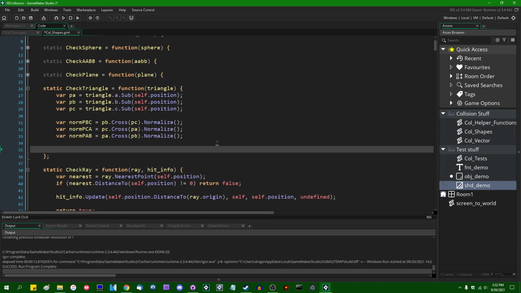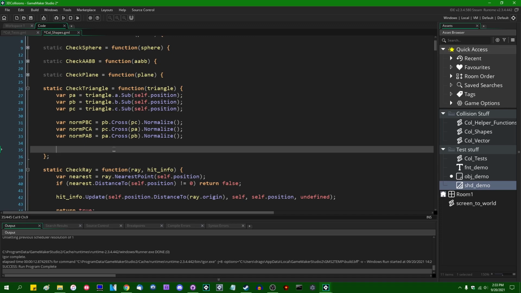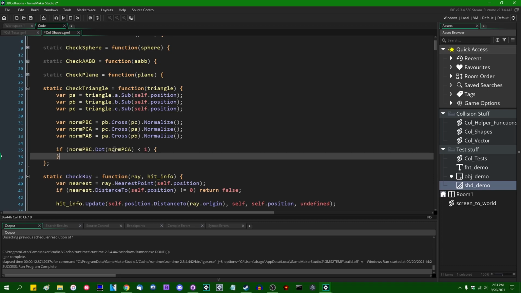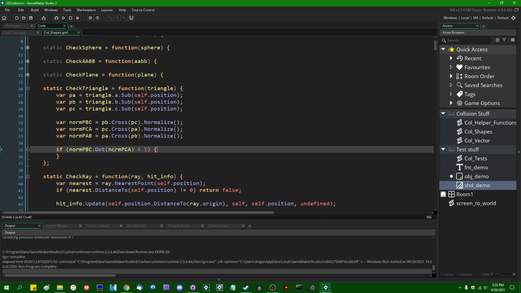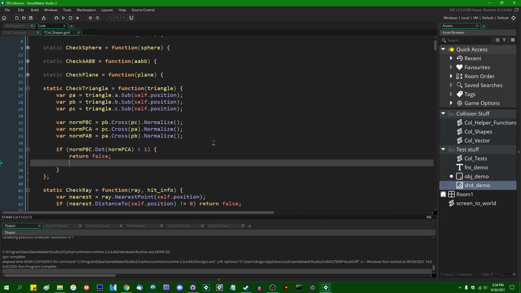So again, if all three of these normal vectors are facing the same way, then we know that the point is on the triangle. We can say if normPBC dot normPCA is less than one, so remember, a dot product of one means that two normalized vectors are pointing in the same direction, then we know those normals, of the BC triangle versus the CA triangle, are pointing in different directions from each other. We can say return false. The point is not inside the triangle.